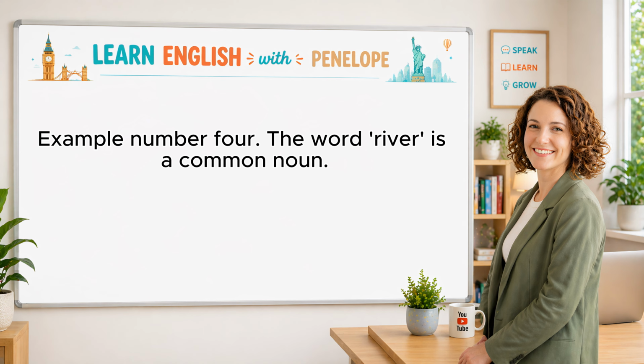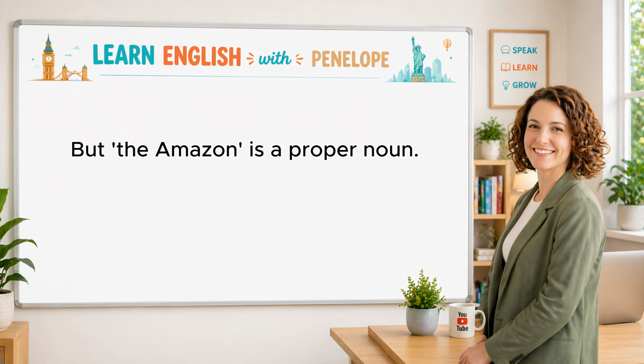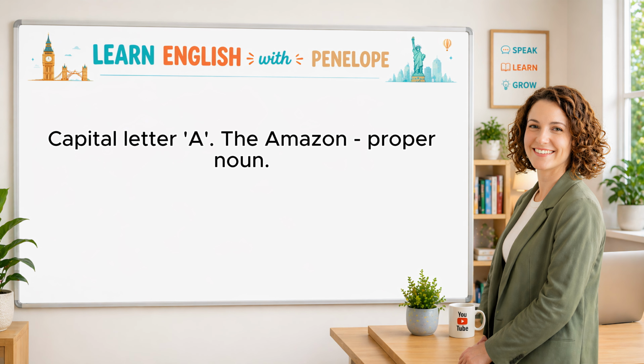Example number 4. The word river is a common noun. A river is a type of place. Water that flows. General word, common noun. But the Amazon is a proper noun. It is the name of one specific river, the longest river in the world. Capital letter A. The Amazon, proper noun.